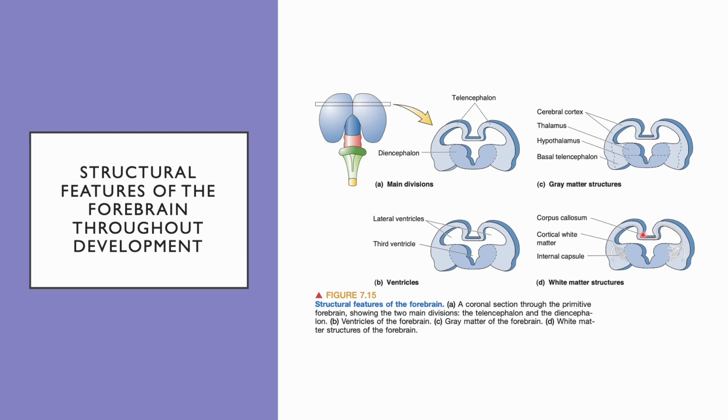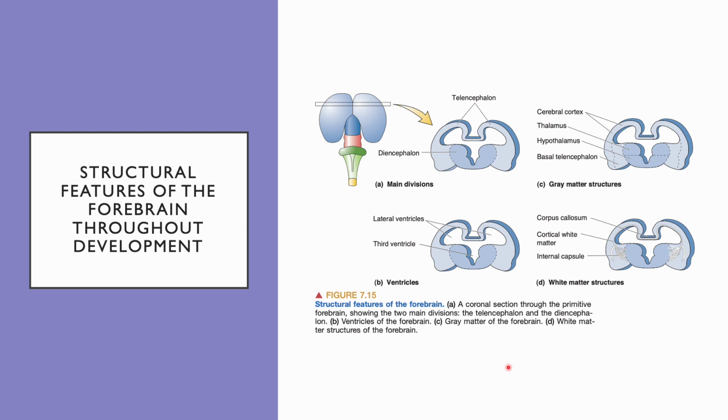Also, the corpus callosum here, as I noted earlier, are these axons that are going to cross over from the left hemisphere to the right or from the right hemisphere to the left, and this allows communication between hemispheres. Also, the internal capsule is an important area that helps regulate communication between the cerebrum and the thalamus.